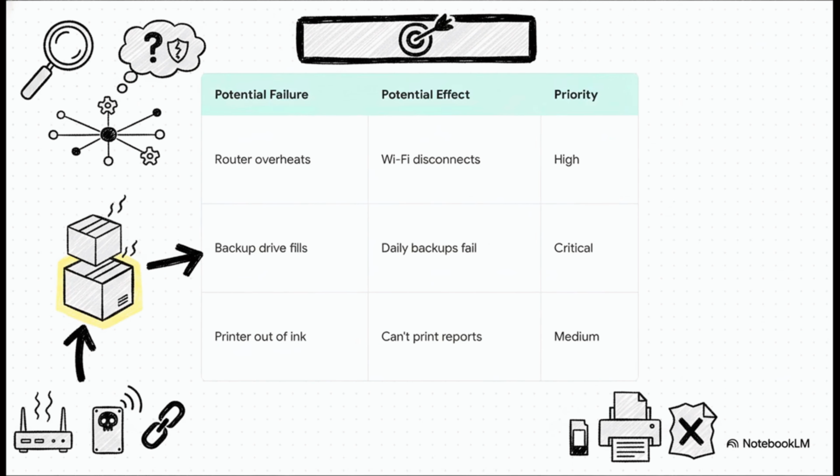Here's how that actually works. You list out a potential failure, like, say, the router overheating. Then you figure out the effect. In this case, the Wi-Fi goes down. And then here's the crucial part. You assign a priority. This simple little table forces you to ask, of all the things that could break, which one is going to hurt the most? And it makes it crystal clear that a failed backup is way more critical than an empty printer. It helps you focus your efforts where they really truly matter.